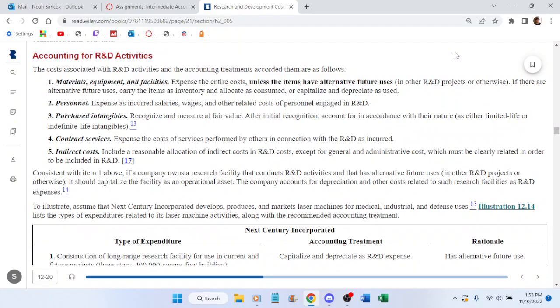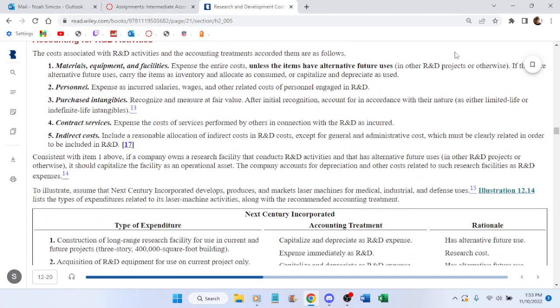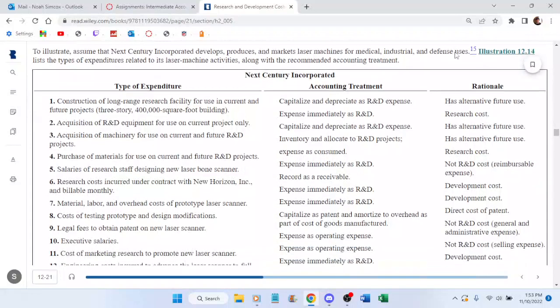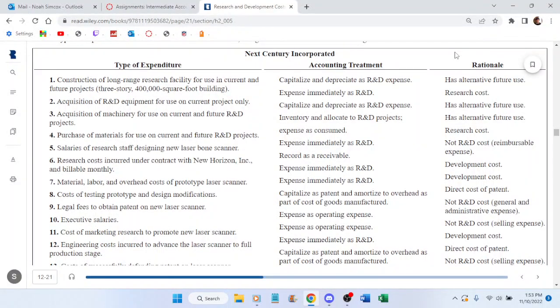To illustrate, assume that Next Century Incorporated develops, produces, and markets laser machines for medical, industrial, and defense uses. The illustration lists the types of expenditures related to its laser machine activities, along with the recommended accounting treatment. Construction of long-range research facility for use in current and future projects: capitalize and depreciate as R&D expense. Rationale: has alternative future use.